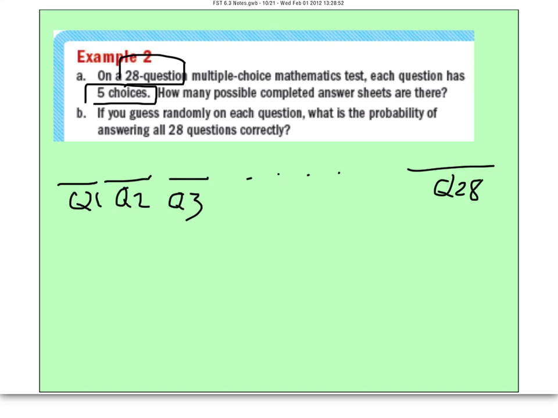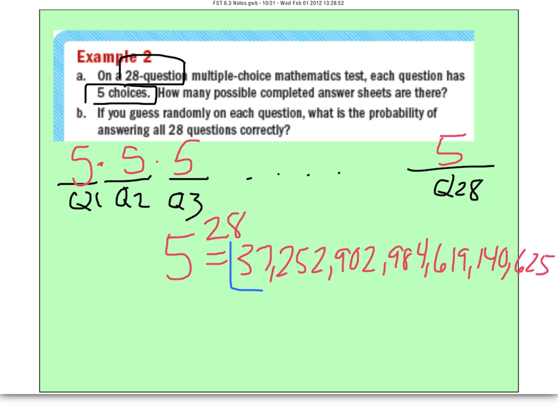Well, question 1 for multiple choice, there's 5 choices. Of course you can have repeats. If the first answer is A, the second could be A. So question 2 has 5 choices. Question 3 has 5. And it continues to go until I get to question 28. So what the answer is, I have 5 28 times. And that's going to simplify to a very large number.